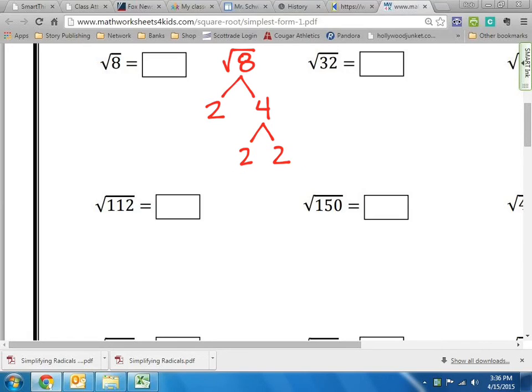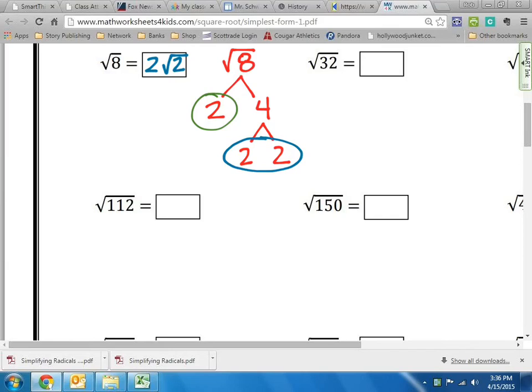When I simplify square roots, or in this case radicals, I have to pull out pairs, meaning I have 2 2's right here, and I have 1 2 that remains. So when I do that, I pull out the pair, but I only have to write it once. And whatever doesn't have a buddy, like this 2 right here, stays inside the radical. So the answer to the square root of 8 is 2 square root of 2.